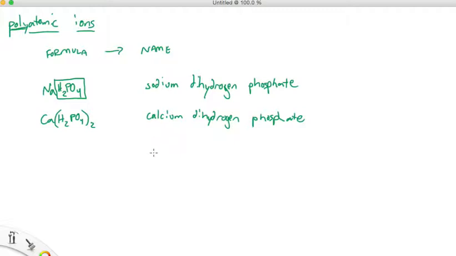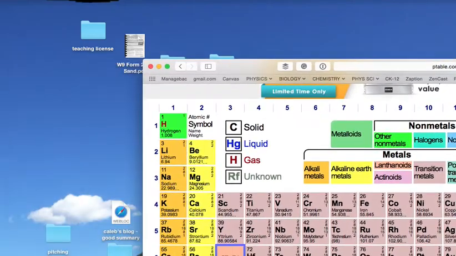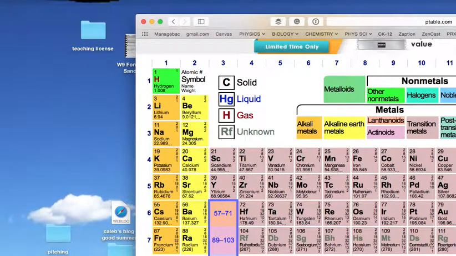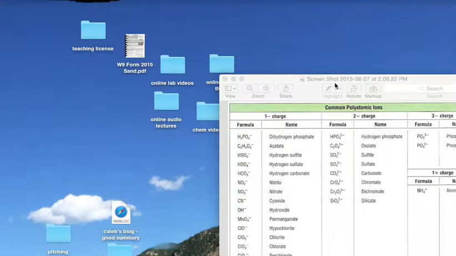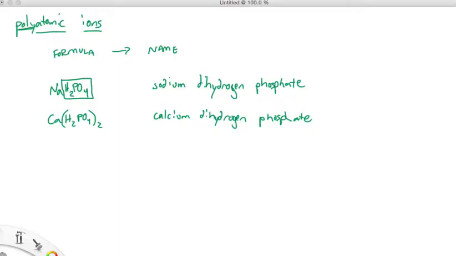We'll write the formula from the name. So I need to take a look at this and the periodic table as well. Okay, I'm choosing right now. C2O4. Okay, got it. Now I'm going to write it over here.